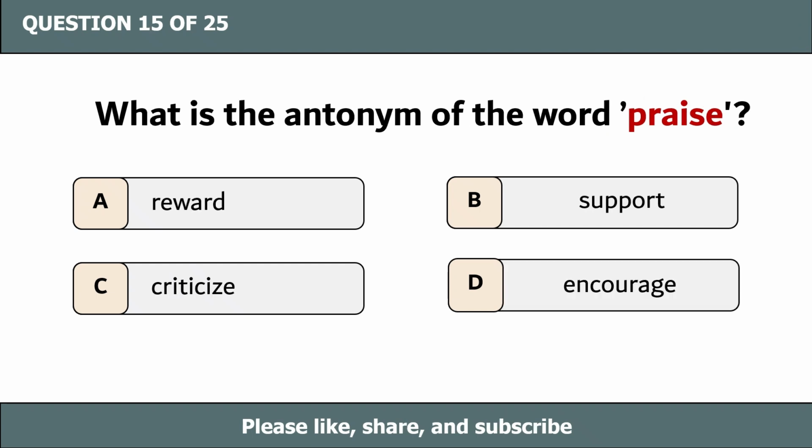Question 15. What is the antonym of the word praise? The correct option is C. Criticize.